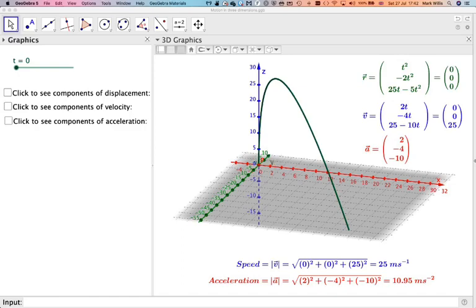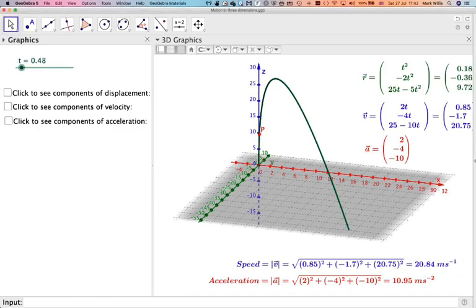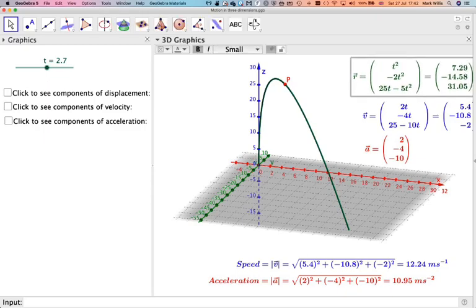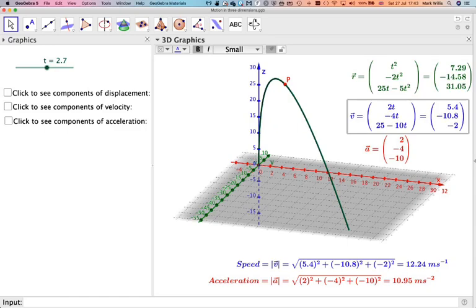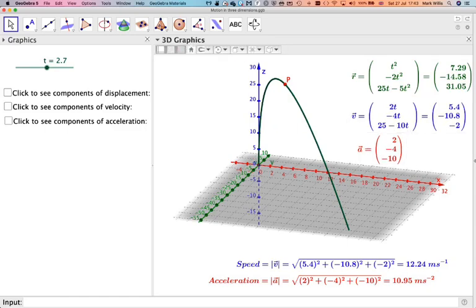And if we move the slider, you can see the particle moving along that path. One thing you will notice, if you take the magnitude of vector A, the components of A, you're just going to get a constant acceleration here, 10.95, but the velocity will change. Let's put these on so we can see them a bit better. So the velocity and the displacement will change.